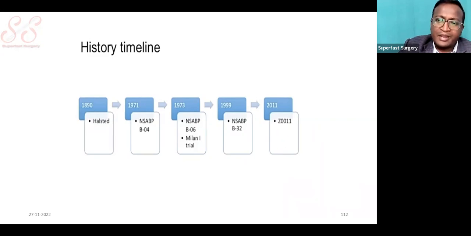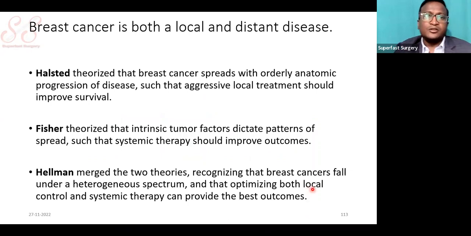Now we are moving from radical surgery to conservative surgery, because there is no need for maximum tolerable treatment. We should not treat how much the patient can tolerate. We should treat how much the treatment is effective. So, in the evolution of breast cancer as both a local and distant disease, the old concept held that the tumor spreads with orderly anatomic progression, such that aggressive local treatment should improve survival. That is why he removed everything nearby the tumor, the pectoralis major and minor, from origin to insertion.